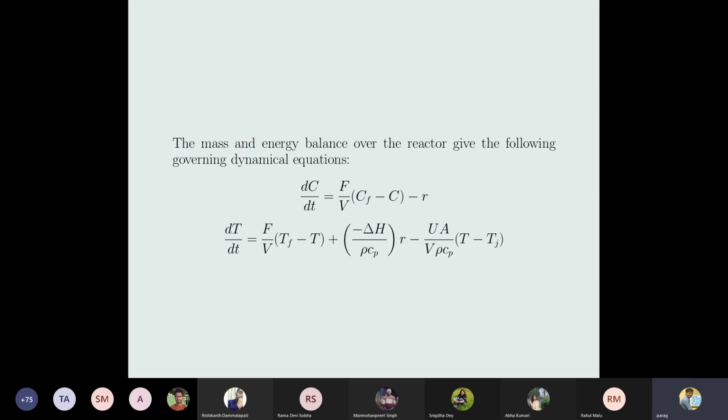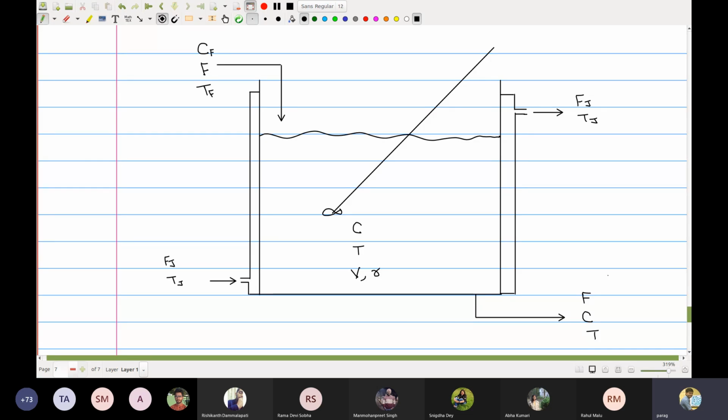Now, the mass and energy balance over the reactor give the following governing dynamical equations. So what's changing with time? The concentration of the species is changing with time, so therefore dC by dt. How does it change with time? It changes because some amount of material is coming in with some concentration CF and a different concentration is going out. So as the material flows in from here to here, there happens a change in concentration. So that is the advective transfer which takes place.